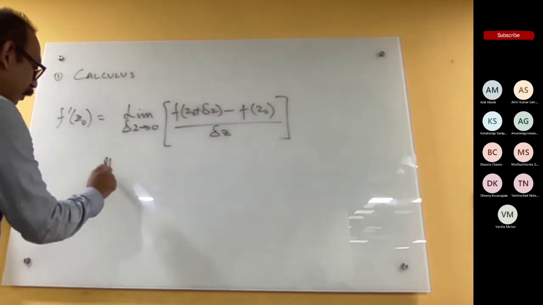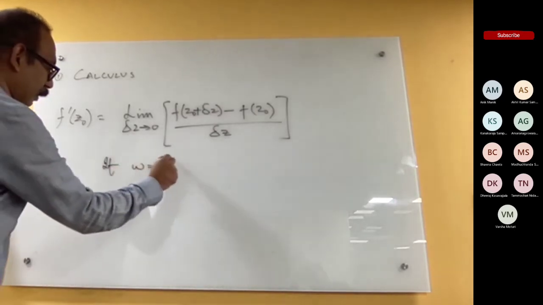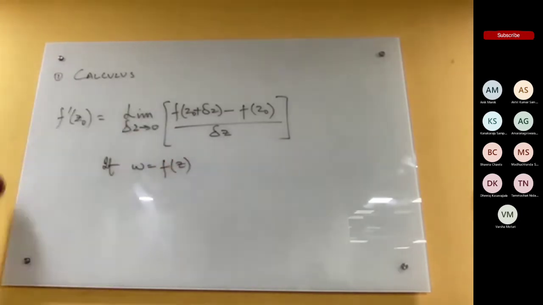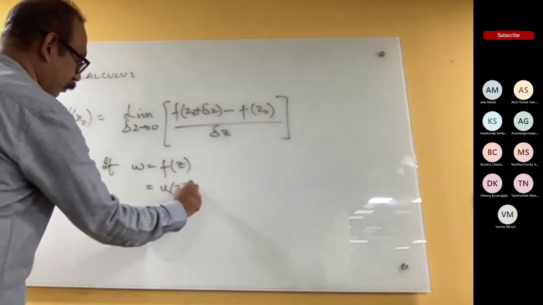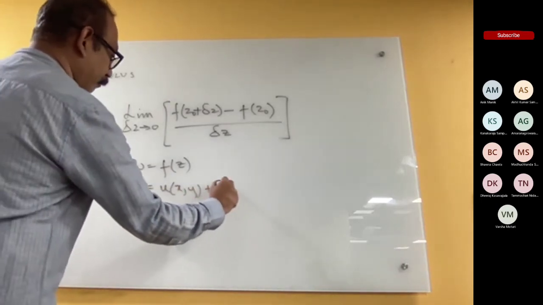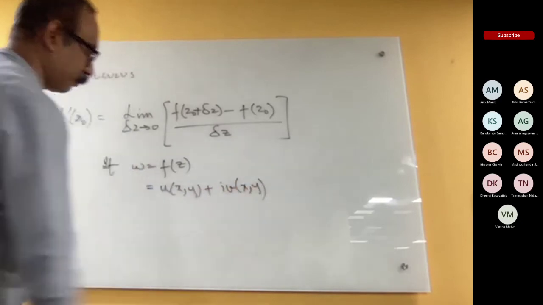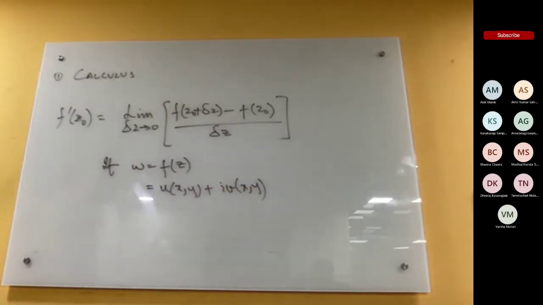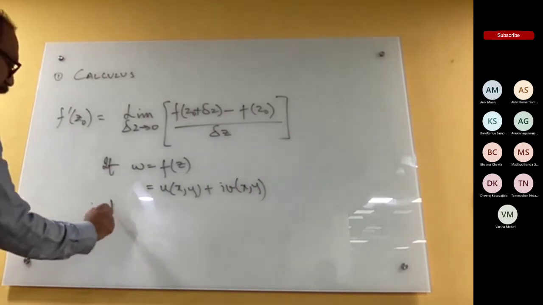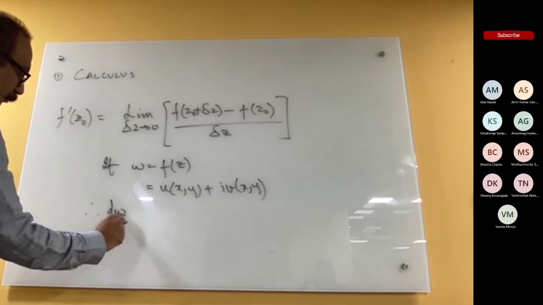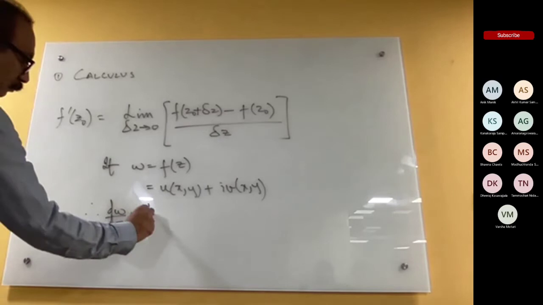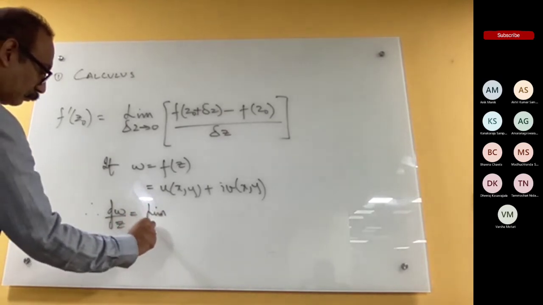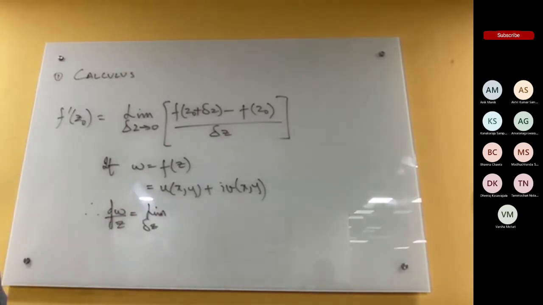Now, if we say w equals f of z, that's what we have said. If w equals f of z equals some u of x,y plus i v of x,y, correct? Now, therefore, if you look at dw by dz, what is this?